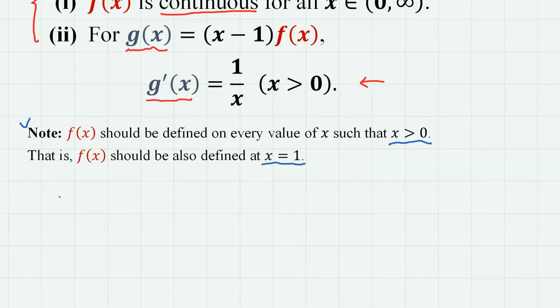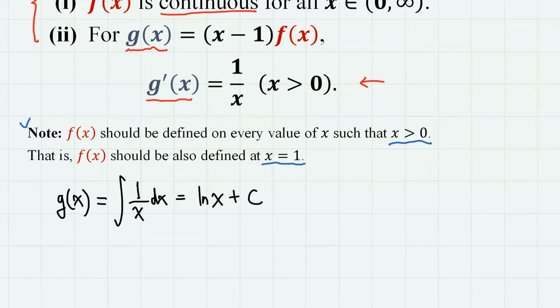Since g prime of x is given as 1 over x, we can obtain g(x) by simply integrating that function. So we have ln x plus constant c. We don't need the absolute value for ln x because we have the condition that x is positive. Now, this constant c can be determined using the fact that g(x) is defined as (x minus 1) times f(x).